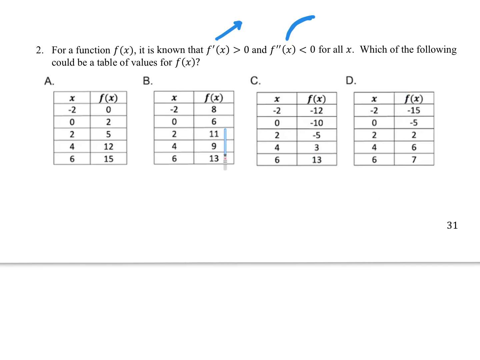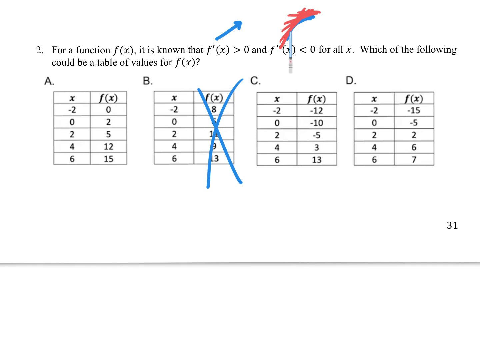Oh, B's not 8, 6. Oh, yeah. That has a little variety. Down, up, down, up. Okay, B's out because those are not always increasing. What are these slopes doing, you guys? The slopes of this function are doing what? Decreasing. They're decreasing.